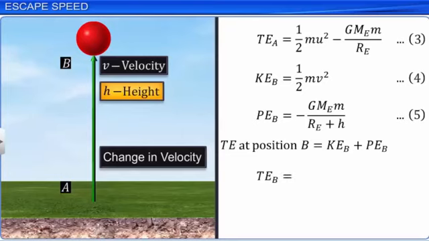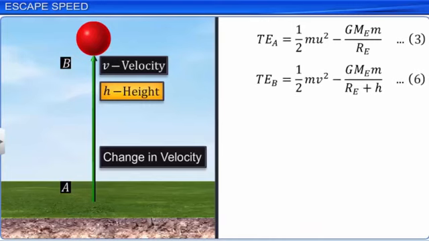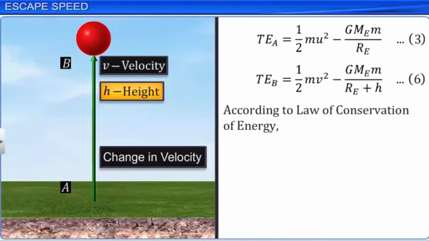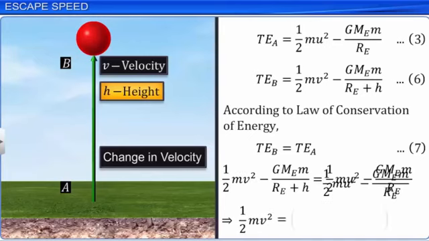According to the law of conservation of energy, the total energy of the Earth body system at position B is equal to the total energy at position A, denoted by equation 7. On substituting the corresponding terms for the respective energies in equation 7, and on further simplification, you get the equation for kinetic energy of the body at the given height, as expressed in equation 8.